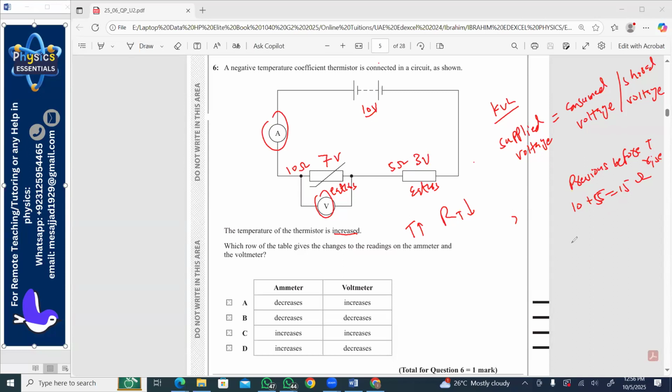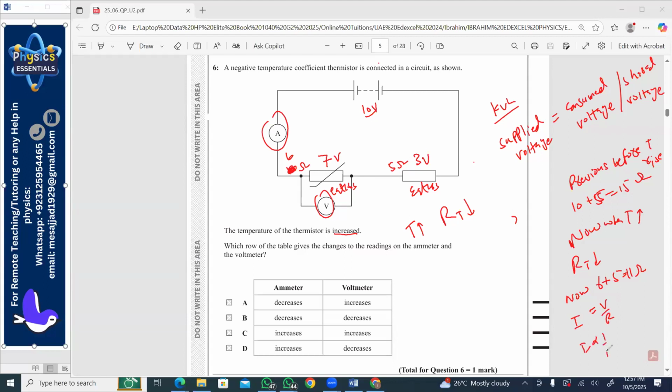Now when the temperature rises, you say R_T is decreased, so you just take another number, say that it's now 6. So now total resistance is 6 plus 5 equals 11 ohms, okay. So when the resistance is down, what happens? I equals V over R, right?